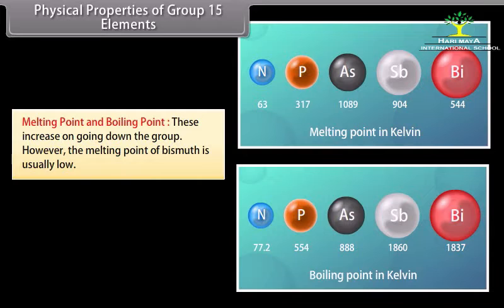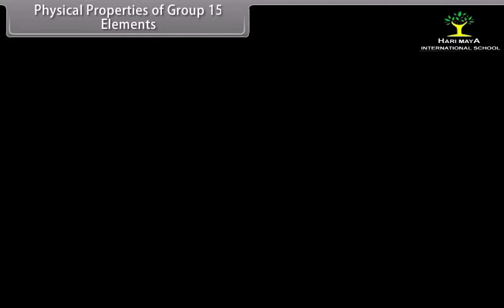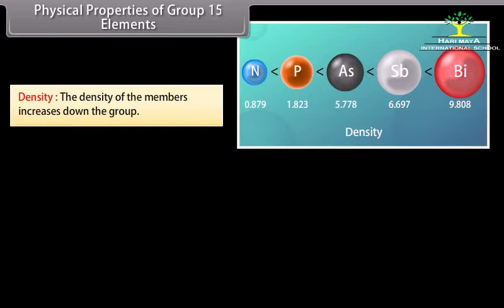However, the melting point of bismuth is unusually low. This may be due to more tendency of bismuth to form 3 rather than 5 covalent bonds. Thus, there are weak forces of attraction between their atoms in solid state responsible for its low melting point. Density. The density of the members increases down the group.